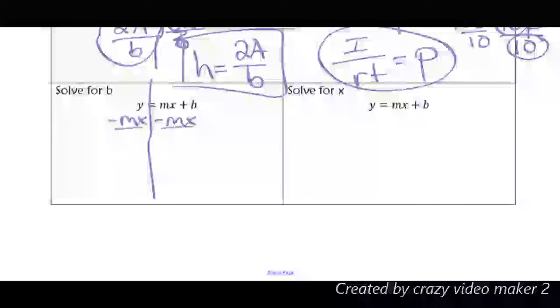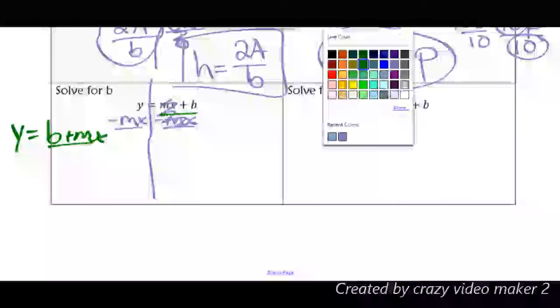Another way to say that is that's a positive mx. I'm trying to cancel that out, so I use a negative mx. Even another way to see it, you can think of this as y equals b plus mx. To cancel that out, you just subtract mx on both sides. Those are the exact same expression. The original one here and that one are identical.